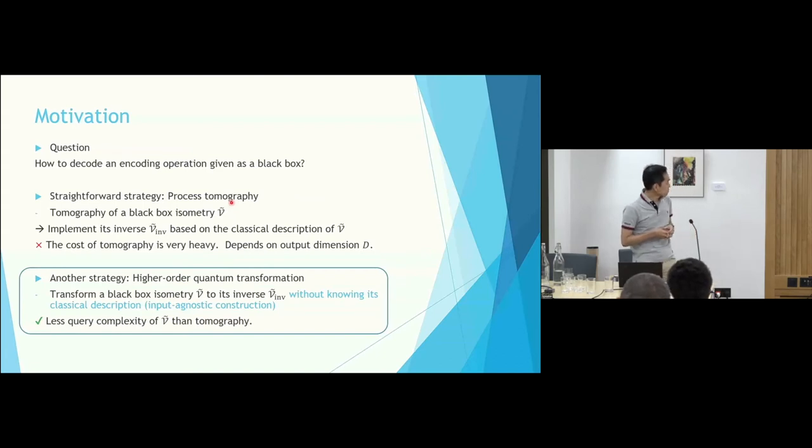At least, the number of samples you need to achieve tomography with error epsilon is polynomial in the little d, the input dimension, and capital D, the output dimension, which means that even if you're just encoding one qubit down to n qubits, you already need 2 to the n power samples. To overcome this, we utilize some of what we have done in the past, which we call higher order quantum transformation. I'll explain more in detail, but what we achieved basically is that we were able to get rid of the capital D dimension dependence in the sample complexity.